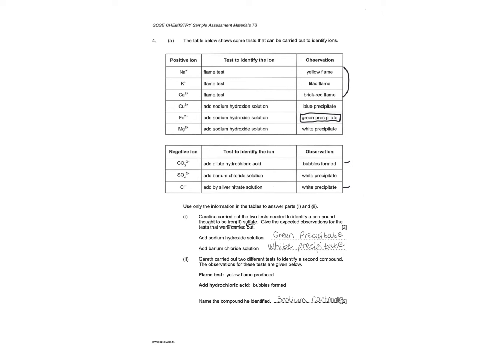She added then barium chloride. She should get a white precipitate. Okay. Gareth carried out 2 tests to identify the second compound. His observations were, so yellow flame test, go up the top.